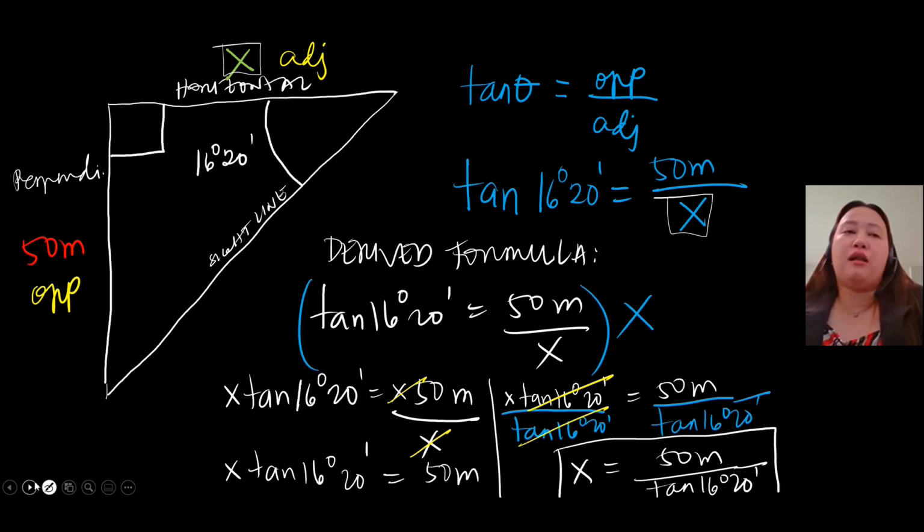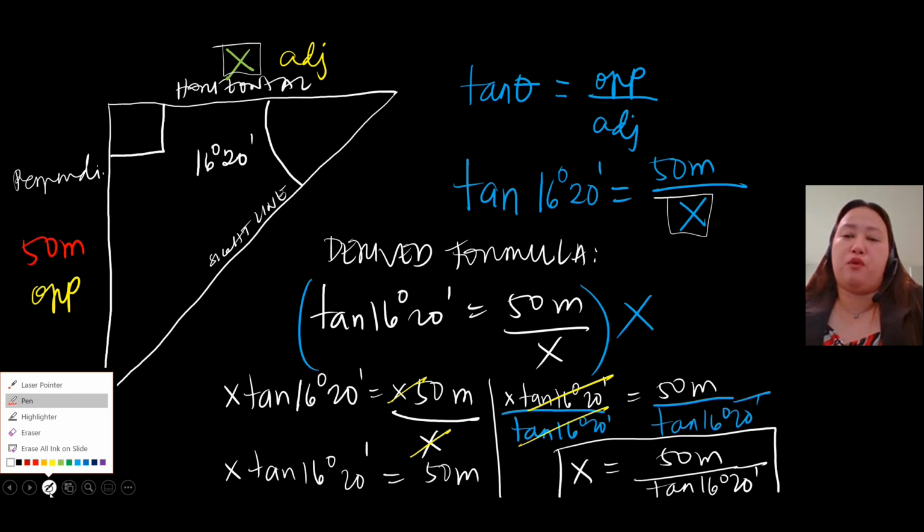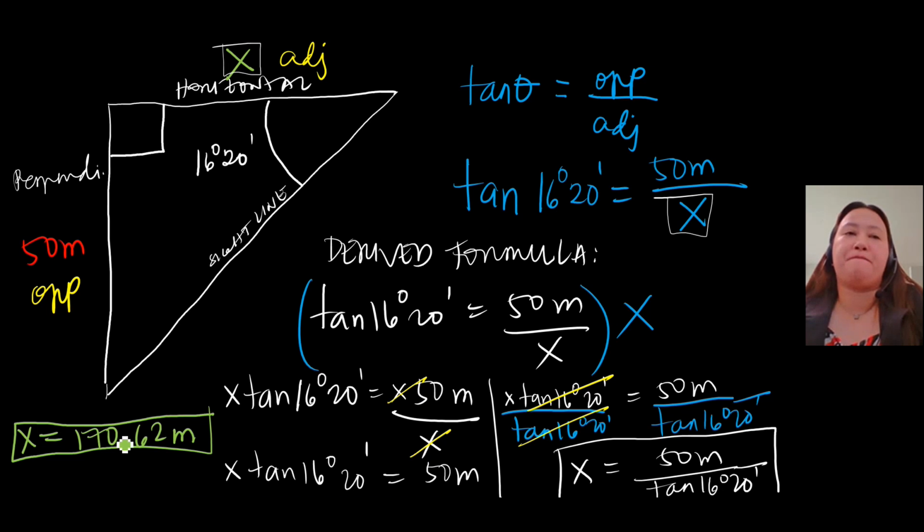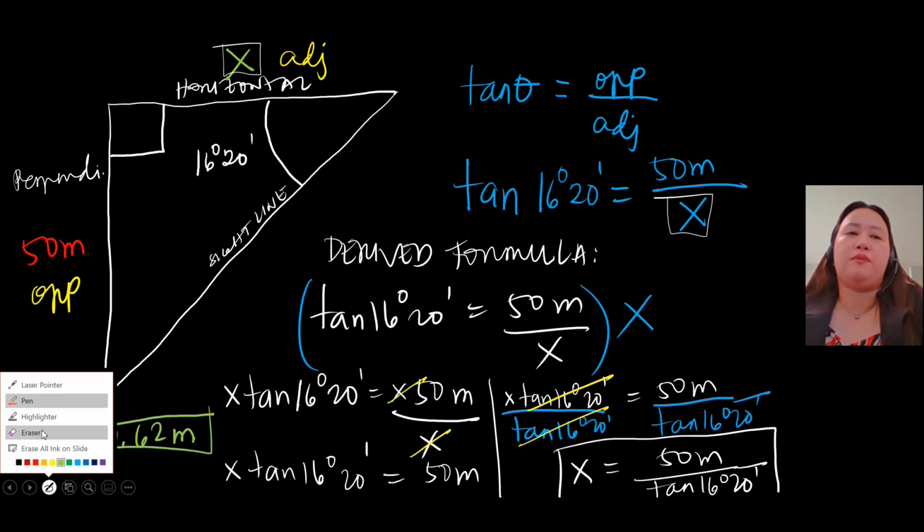Next, with your calculator, you can input 50 divided by tangent 16 degrees and 20 minutes. So the answer, x, is 170.62. Do not forget the unit, meters. Okay? So let us just write the conclusion.